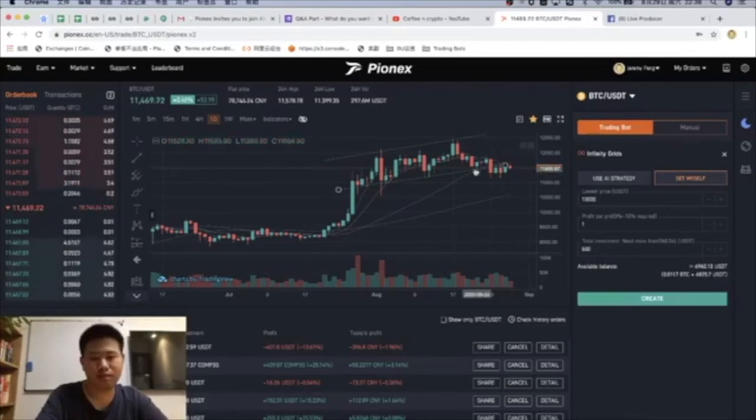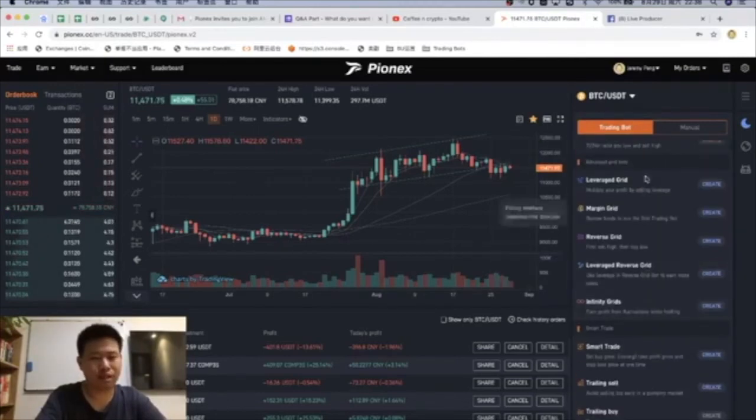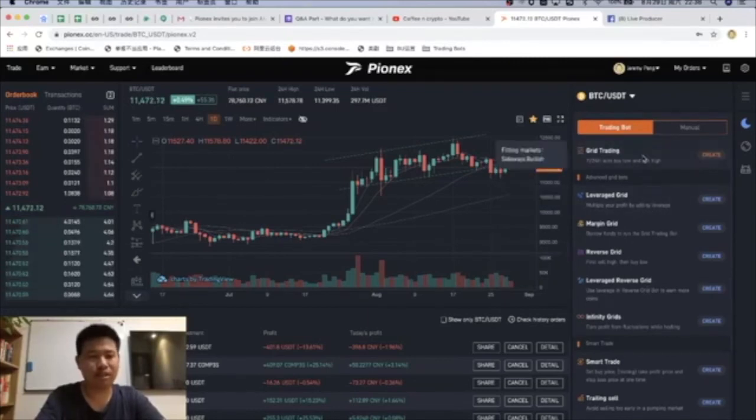So when the Bitcoin price is going up, it will help you to sell the Bitcoins, and it will also buy back when the price has dropped. So it can help you to arbitrage and also sell all your coins at a higher price. So the infinity grid bot is better than the grid bot in the bullish market. But if it's a sideways market, grid trading is better because it can make more money in the fluctuations, because the money is used more.